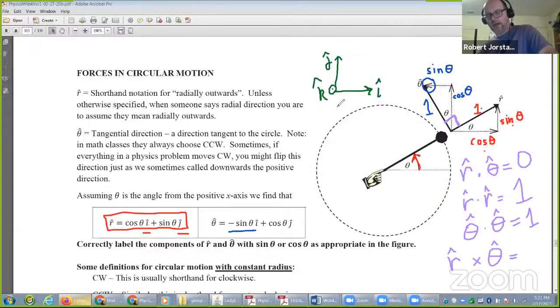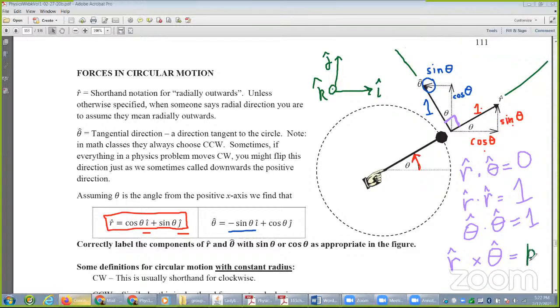What do you get when you line up the fingers on your right hand with R hat, curl them to theta hat? Out of the page. K hat, out of the page.